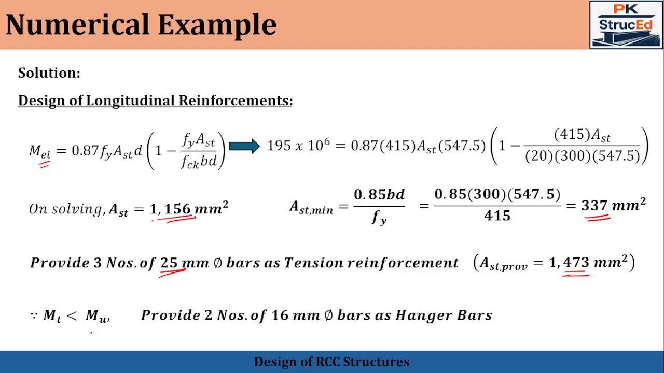And this is what I told. Since MT is less than MU, we can provide hanger bars rather than providing the compression reinforcement. So we are providing 2 numbers of 16 mm dia bars as hanger bars.